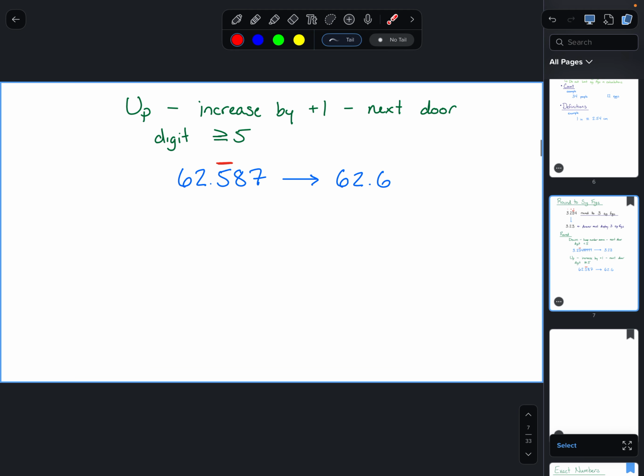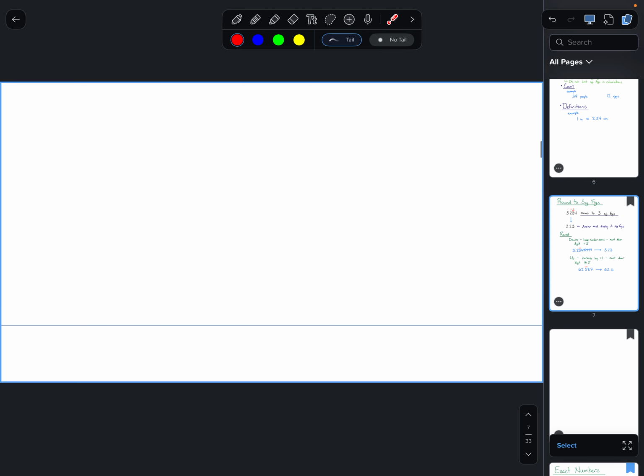Cool. All right, so then let's just do some examples before we move on. We'll stick with our same arbitrary 3 sig figs here. So, examples.